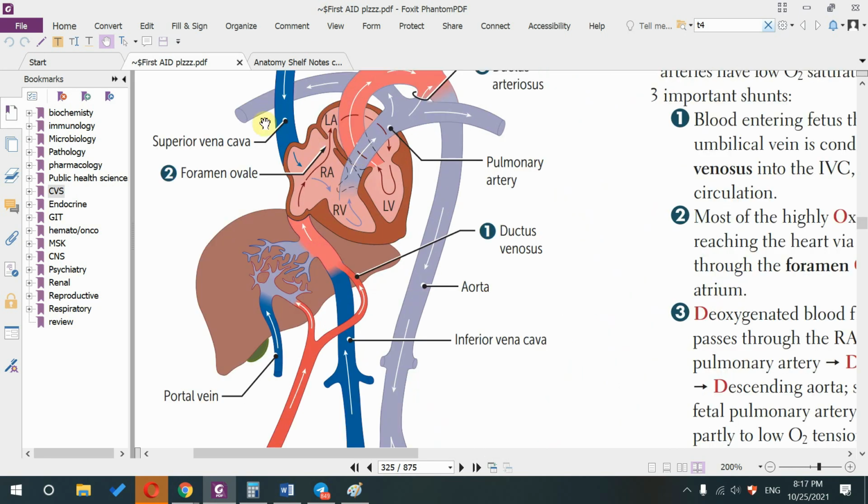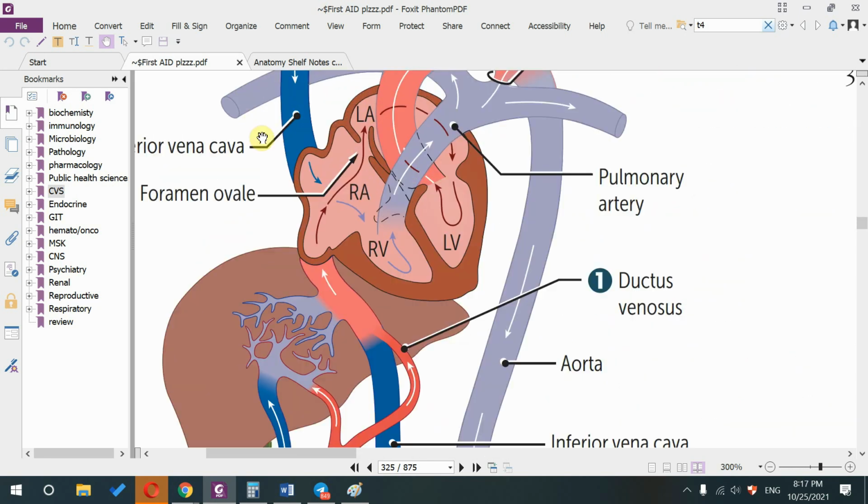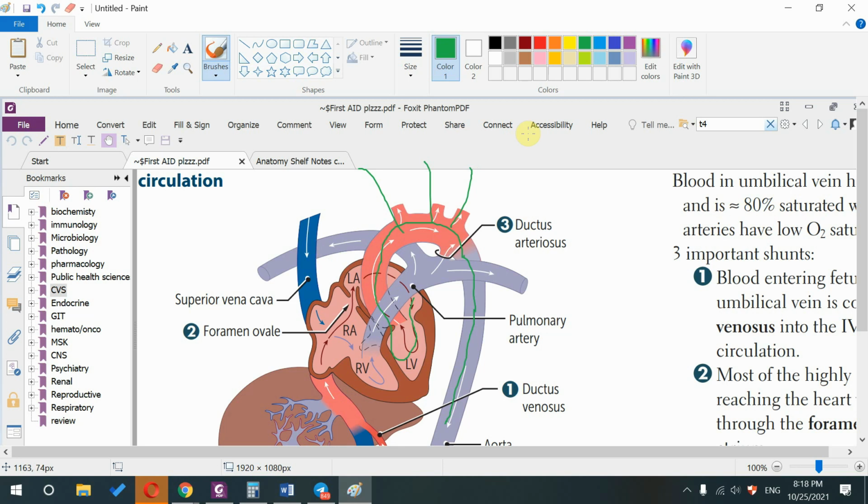But what about the superior vena cava? The blood in the superior vena cava, I'll make it in blue now. No, actually, let me put red. Does the blood in the superior vena cava go and pass through the foramen ovale? The answer is no. Since this one moved directly with the gradient, like a river, this one will also move directly with the gradient.